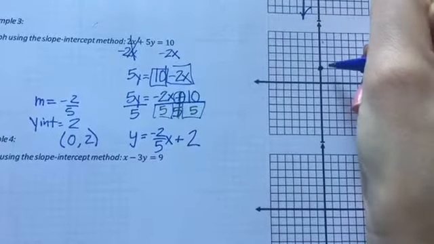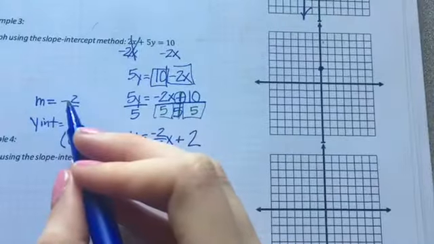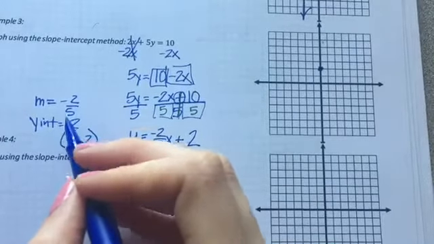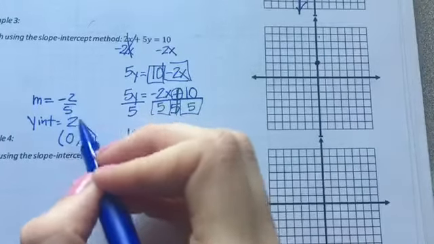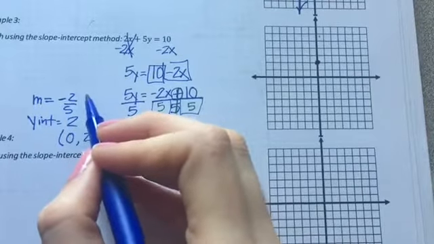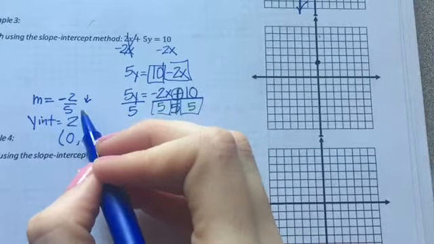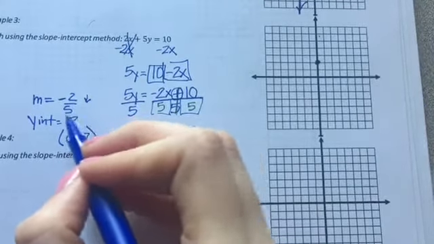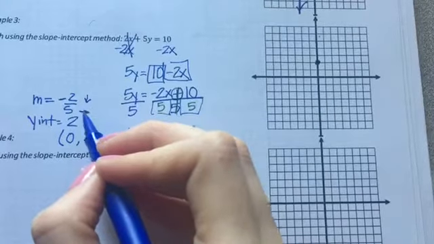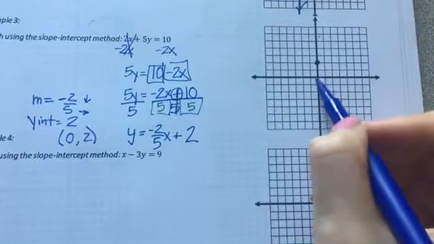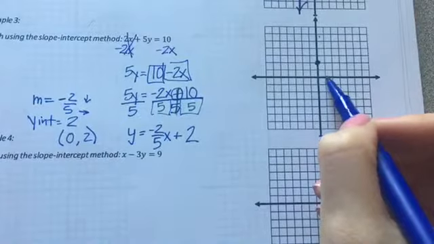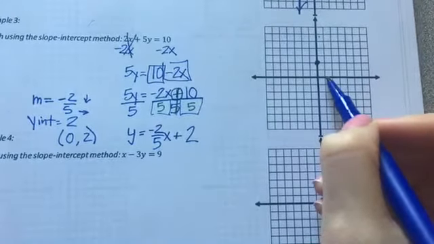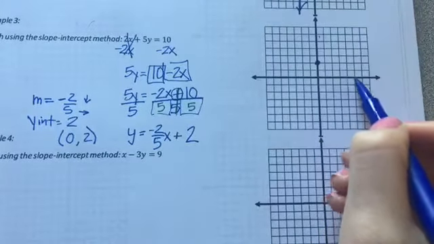And then we're going to implement our slope. Remember, you can put the negative on the numerator or denominator. I'm going to leave it on the numerator for right now. So that means that's the rise, so we're going to go down 2, and the denominator is the run. Since it's positive, we're going to go to the right. So we're going to go down 2 and then over 5. So down 2 and then 1, 2, 3, 4, 5.